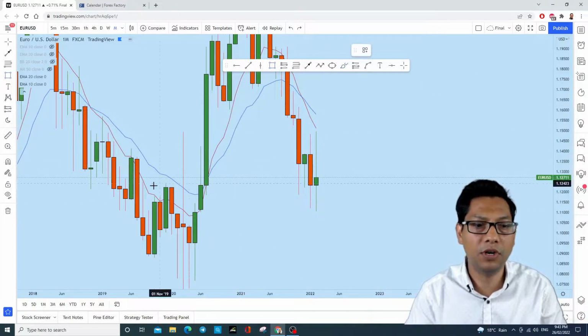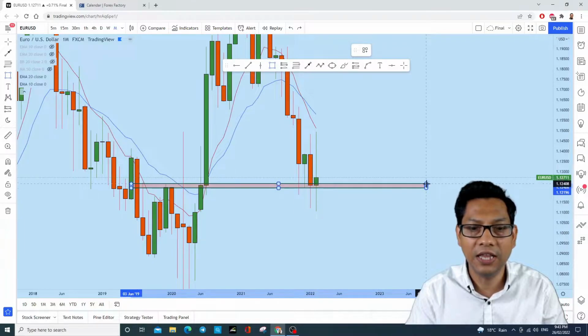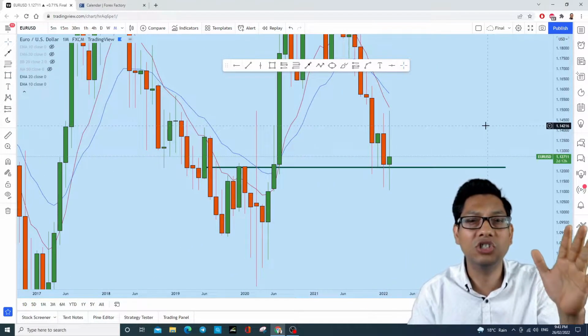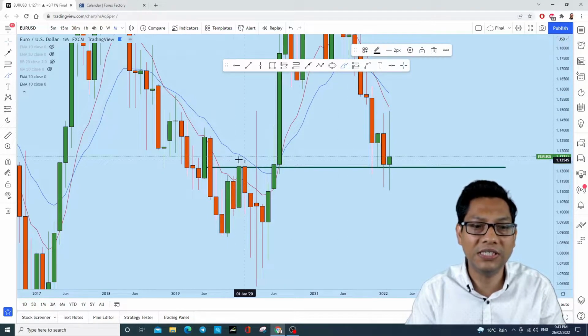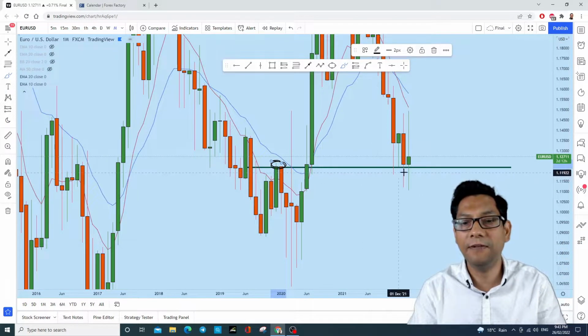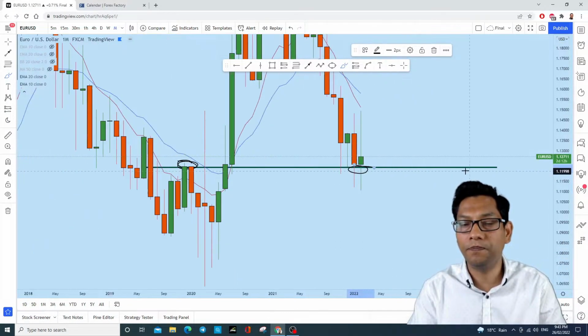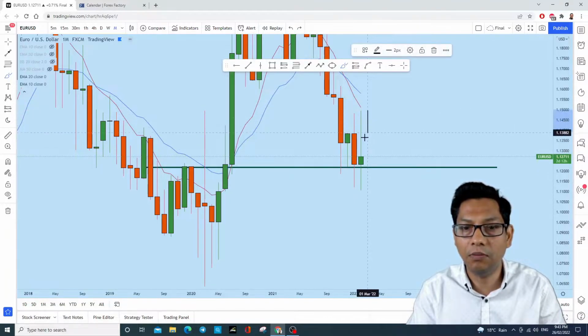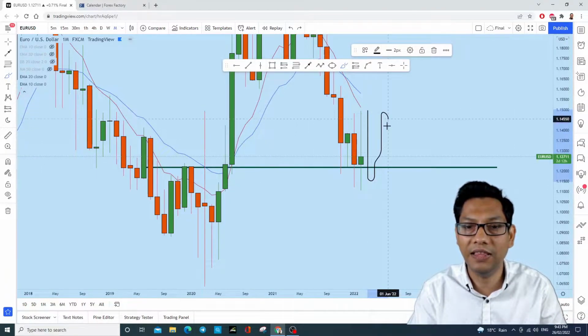Now look at this one here. There is an important clue to consider: euro dollar is currently residing on a very historically strong level of support. As you can see, in the past this level acted as a strong level of resistance, and now it acted as support. But what you could possibly see now is that euro dollar is moving back and forth in this zone.